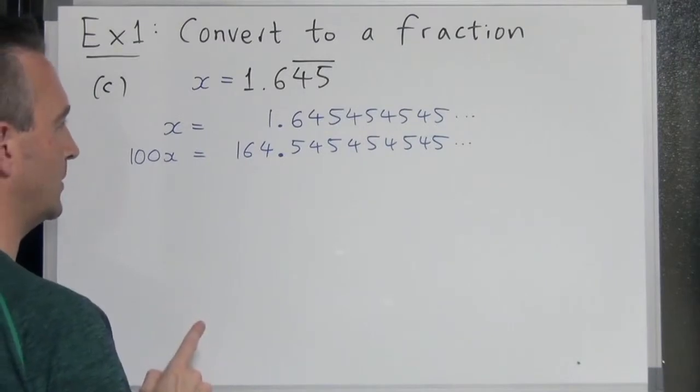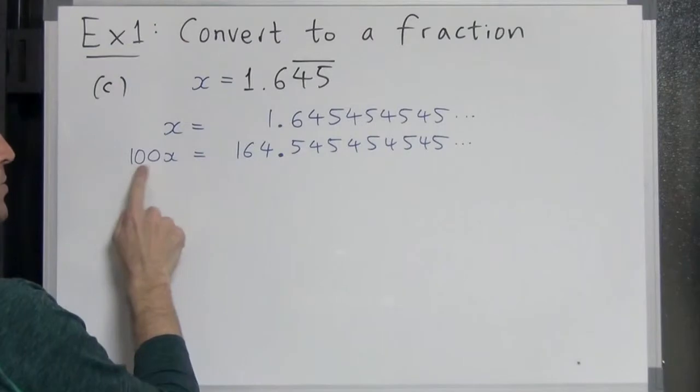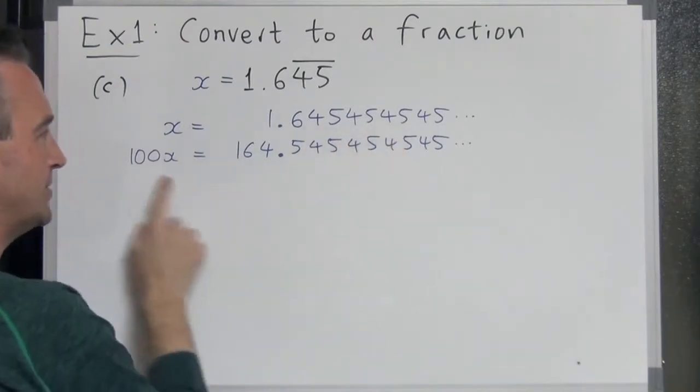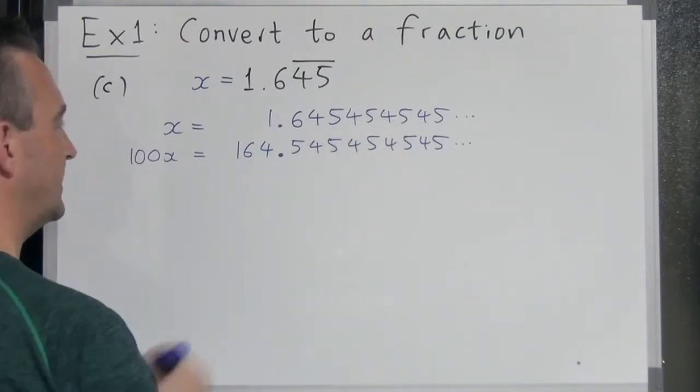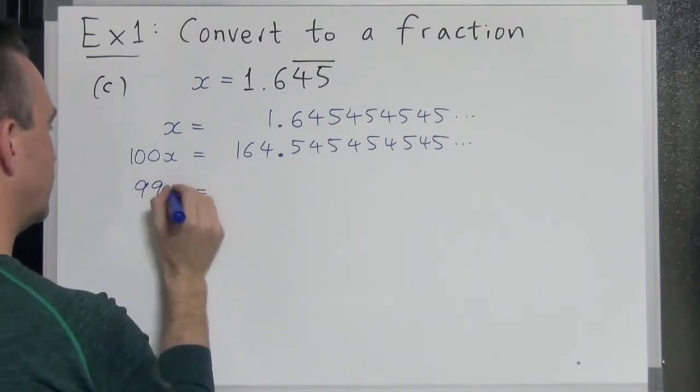Again, why did I multiply by 100? I have 2 repeating digits. 2 repeating digits means I want 2 zeros here. 2 repeating digits, 2 zeros in this number. Let's go ahead and subtract the 2 equations. On the left, 100x minus x is 99x.